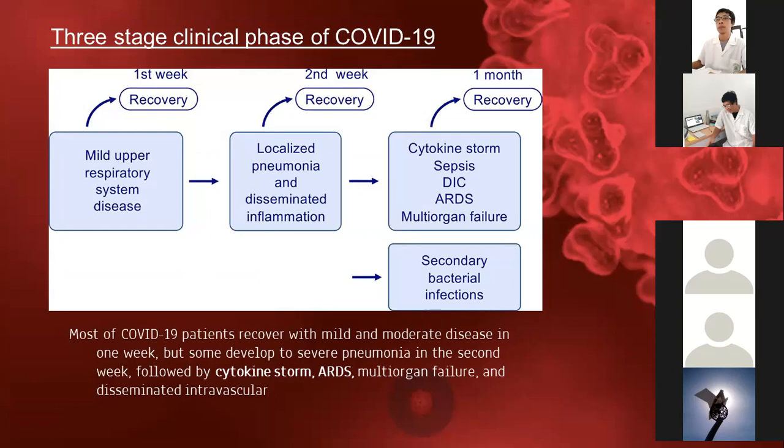There are three clinical phases of COVID-19. In the first week, there is mild upper respiratory system disease and the patient can recover. If not, in the second week, there are localized pneumonia and disseminated inflammation. And from 1 month, if the patient has not recovered, they will show diagnoses like cytokine storm, sepsis, DIC, ARDS, multi-organ failure, and secondary bacterial infection. Most COVID-19 patients recover with mild and moderate disease in 1 week, but some develop severe pneumonia in the second week, followed by cytokine storm, ARDS, multi-organ failure, and disseminated intravascular coagulation. Next.